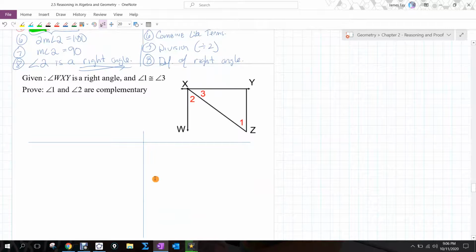All right, so this question here, let's say, so we got angle WXY is a right angle, and angle 1 is congruent to angle 3. Okay, so that's given. So first thing I want to do, whenever you see a congruency in a given statement, go ahead and draw it in your picture. I'm going to draw those in.